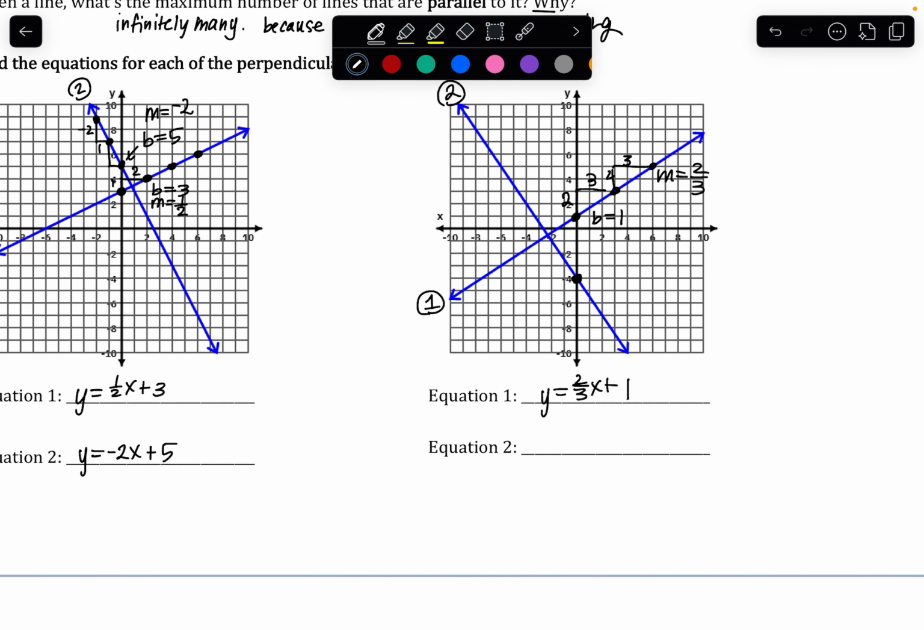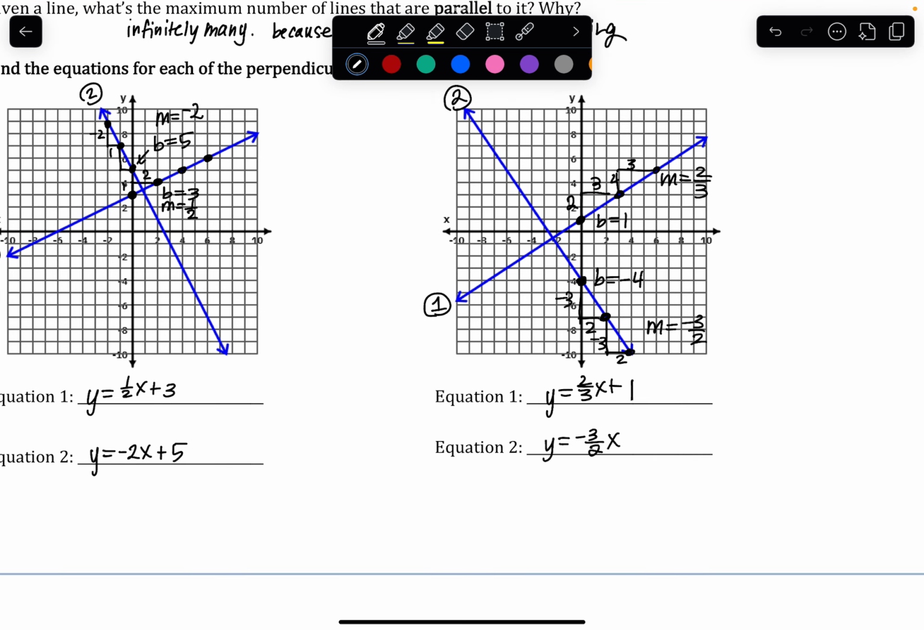For equation 2, our y-intercept is -4. Looking at some other good points, it looks like we're going down 3, right 2. So the slope is -3 over 2. So y equals -3 over 2 x, and then the y-intercept was -4.